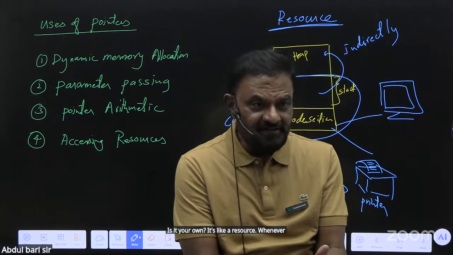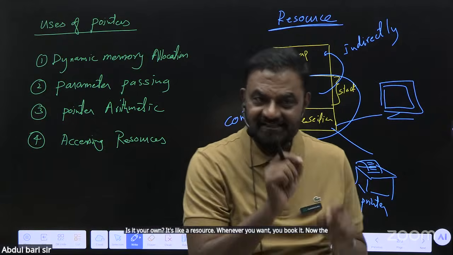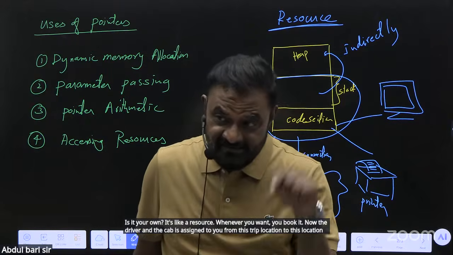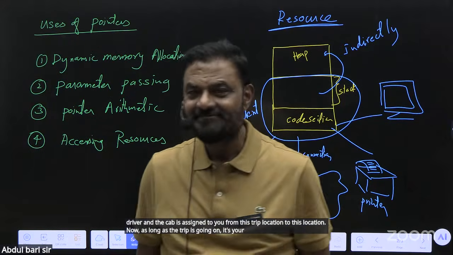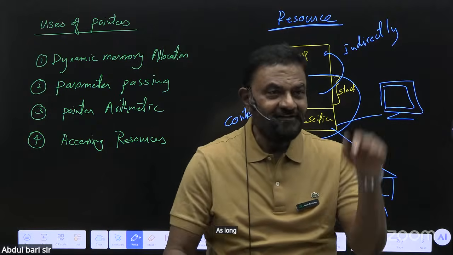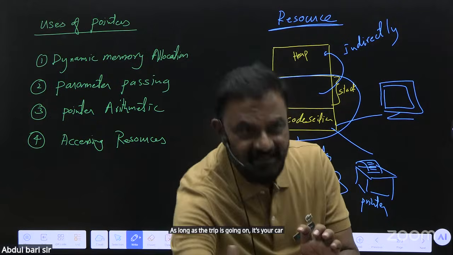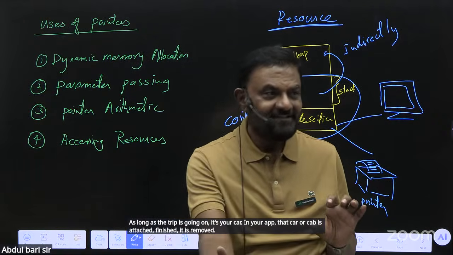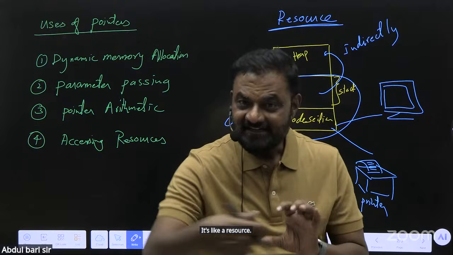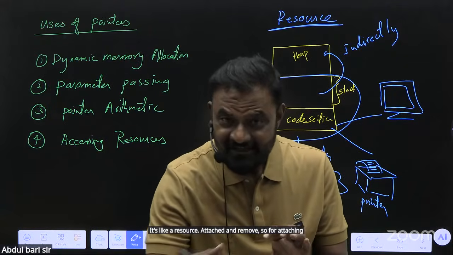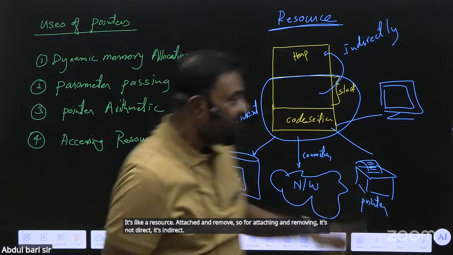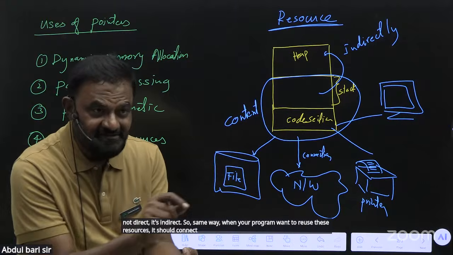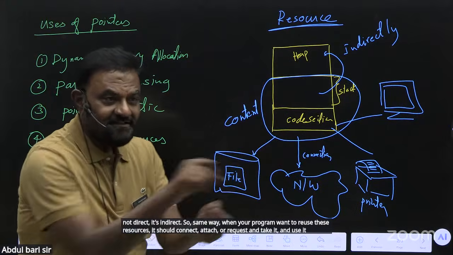Whenever you want, you book it. Now the driver and the cab are assigned to you from this trip location to this location. As long as the trip is going on, it's your car. In your app, that cab is attached, and when finished, it is removed. It's like a resource. Attached and removed. So for attaching and removing, it's not direct, it's indirect. In the same way, when your program wants to use these resources, it should connect, attach, or request and take it, use it and release it.